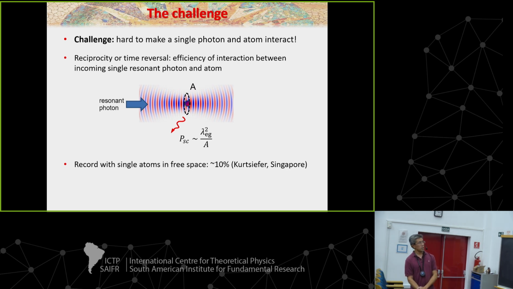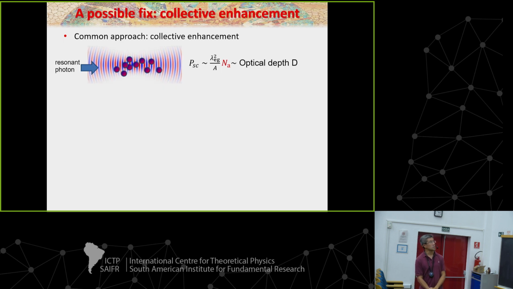If you really try to build this experiment, the record efficiency that you get with single atoms in free space is about 10%. If you could somehow make that number 100%, then in principle you could do every single application arbitrarily well, or arbitrarily perfectly. But the problem is that it's not 100%, but 10% instead.